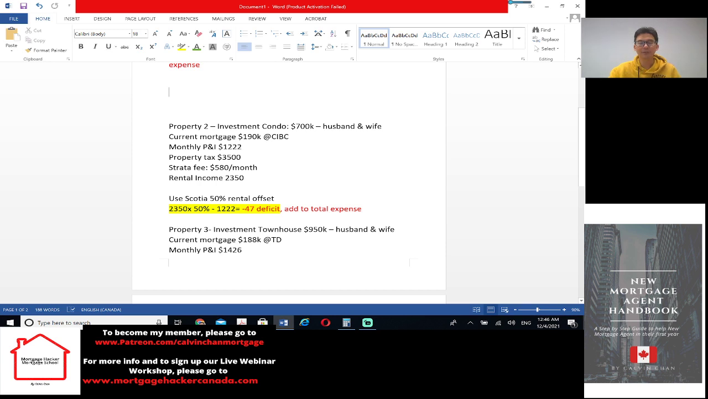So for Scotia, it is 50% of the rent. They are getting $2,350 per month. 50% of that is 1,200, minus the P&I. So that's the policy for Scotia, right? Half of the rent minus the P&I. We ignore the property tax as well as the condo fee.